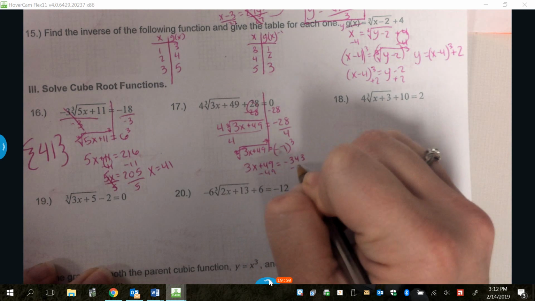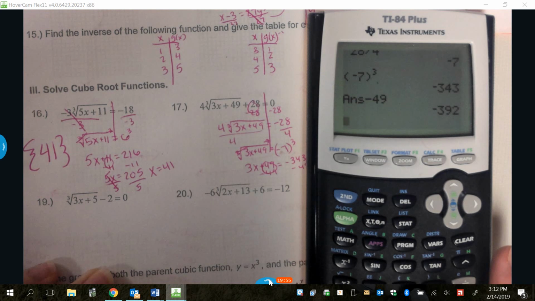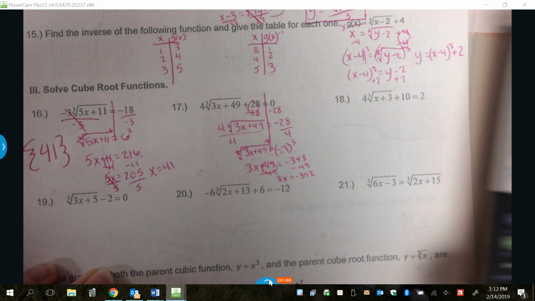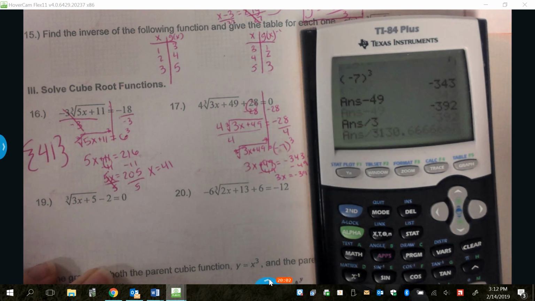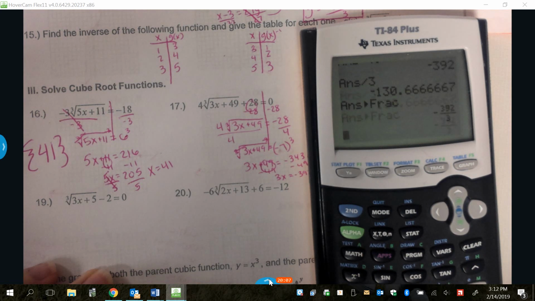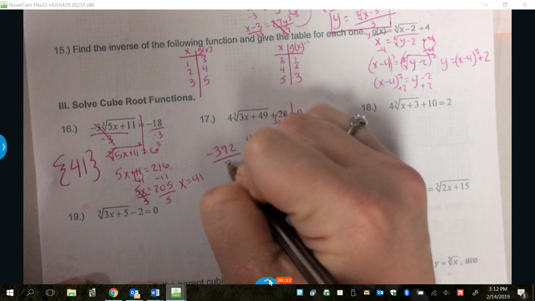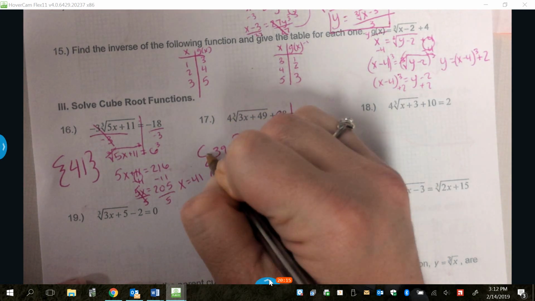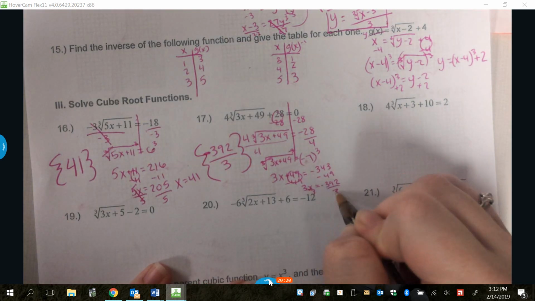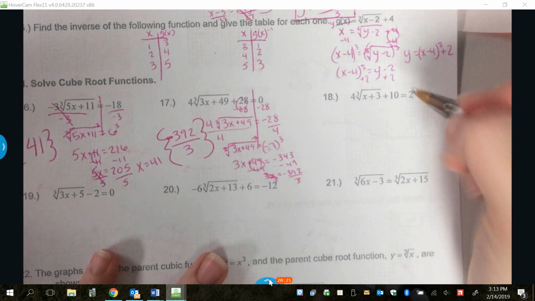Subtract 49 from both sides. Gives me -392. Divide both sides by 3, and it gives me a super ugly decimal. So remember, we leave it as a fraction. So you can hit math enter, and it's negative 392 over 3. There is a negative there, sorry. Alright, look at number 18.